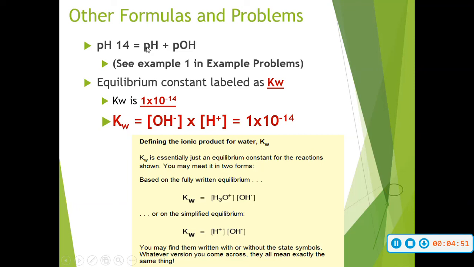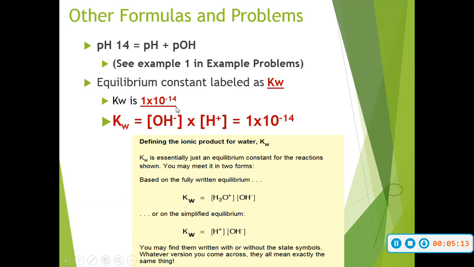So if we have a high concentration of hydrogen, that would mean we have a low concentration for hydroxide. And remember, if the constant for water equals 14, when you add these two together, it should equal 14 as well. Okay, and we'll take a look at our example for this equation in just a second.